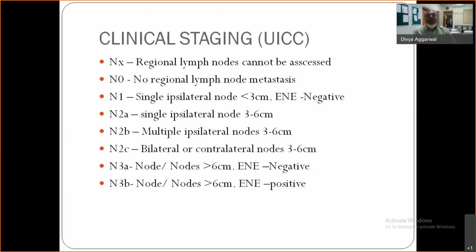Now, this is the clinical staging after UICC. All of you should be knowing it. This is a must-to-know area. Here, I would like to point out that in the latest textbooks, earlier N3, first of all, let me start with NX. NX is when the lymph nodes cannot be assessed. Sorry, there's a typographical error. It is lymph nodes cannot be assessed. So N0 is no regional lymph node. N1 is single ipsilateral lymph node less than 3 centimeter. There is no extranodal extension.